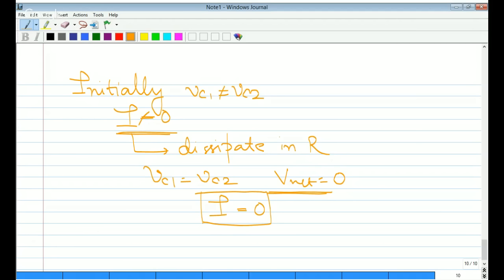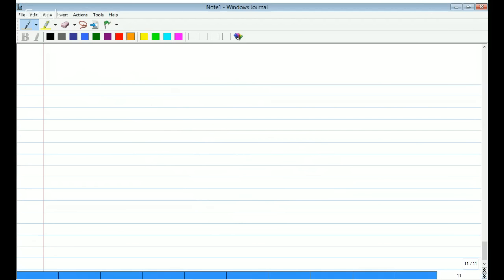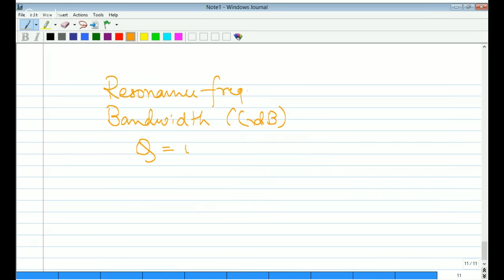Next is how to find out the quality factor using transfer function approach. Basically, in transfer function, what you can do is, calculate resonance frequency using transfer function and calculate bandwidth. Bandwidth, how will I calculate? Using 3 dB frequency. And the ratio of both will give me quality factor. Okay, that can be done. So that should be the case.